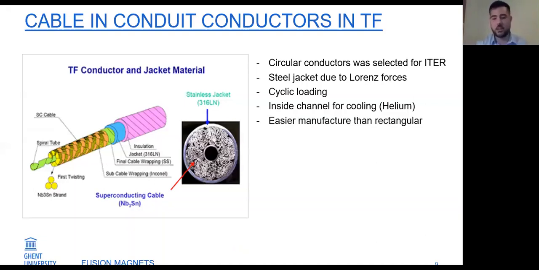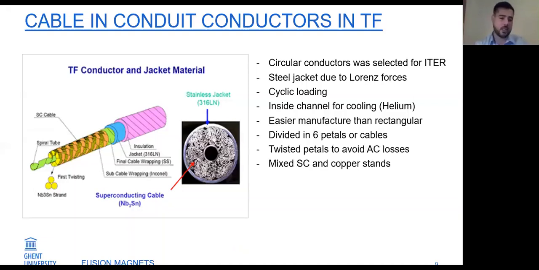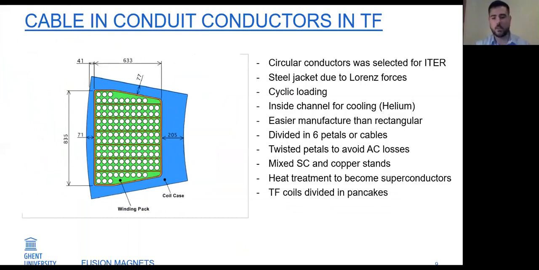This is easier to manufacture than the rectangular ones, and as we can see, it's divided into 6 petals, and they twist the petals to avoid alternating current losses. It mixes the superconducting materials with copper strands. We will go inside in the next slides. It needs a heat treatment to become superconducting, and this is the distribution in a toroidal field coil that is divided by pancakes.